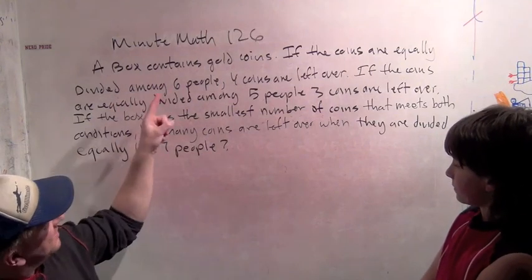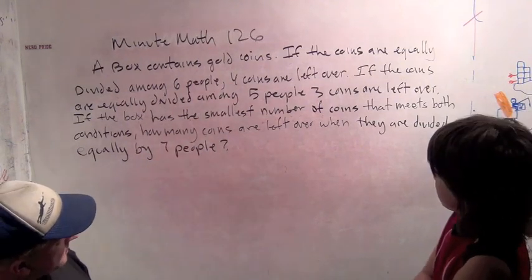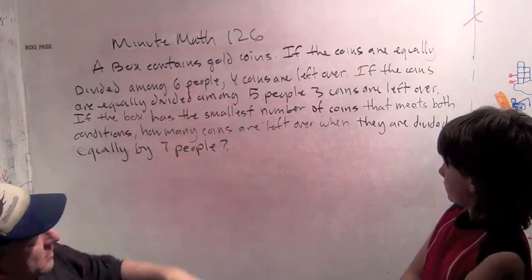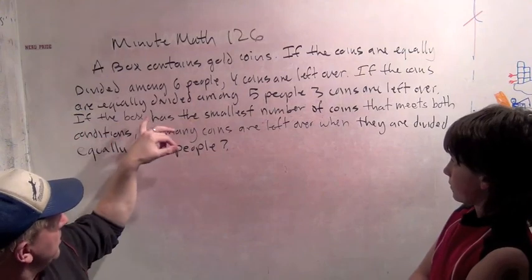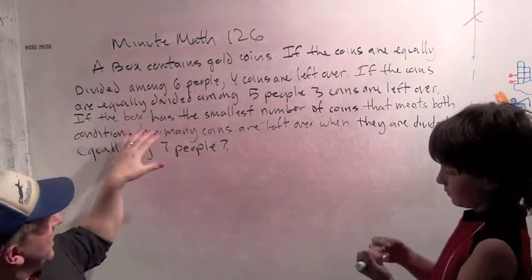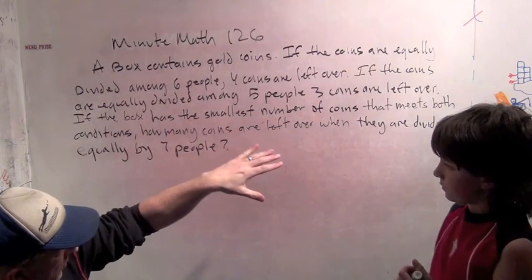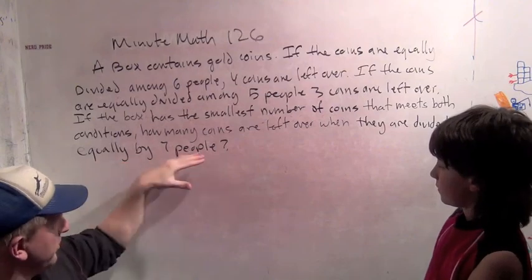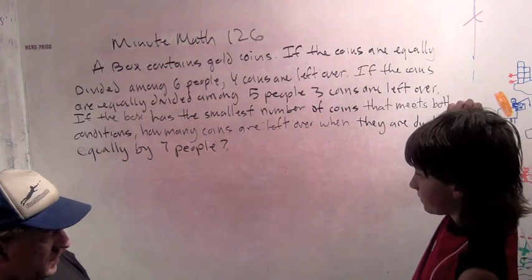A box contains gold coins. If the coins are equally divided among 6 people, 4 coins are left over. If the coins are equally divided among 5 people, 3 coins are left over. If the box has the smallest number of coins that meets both conditions, how many coins are left over when they're divided equally by 7 people? Do you understand?